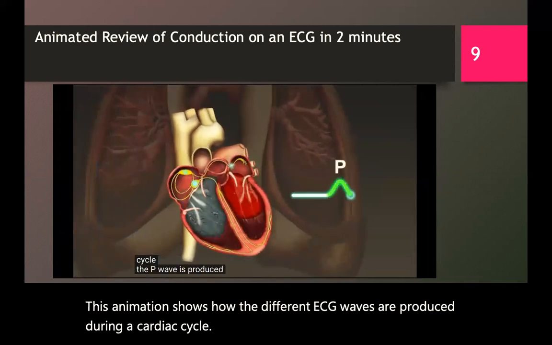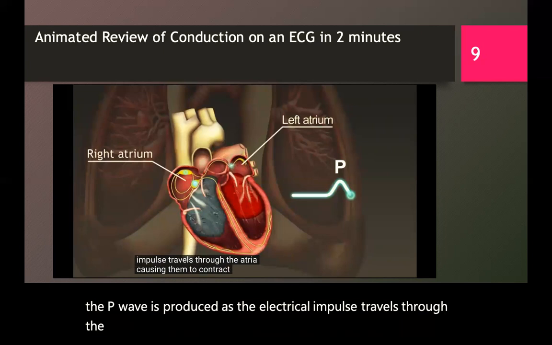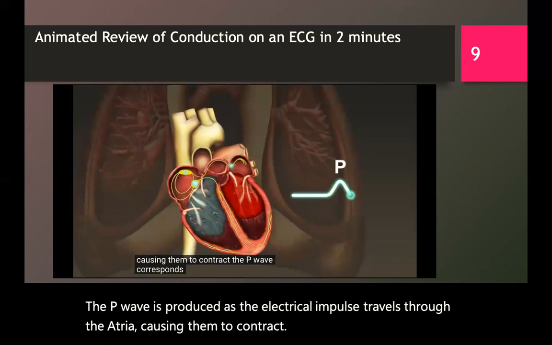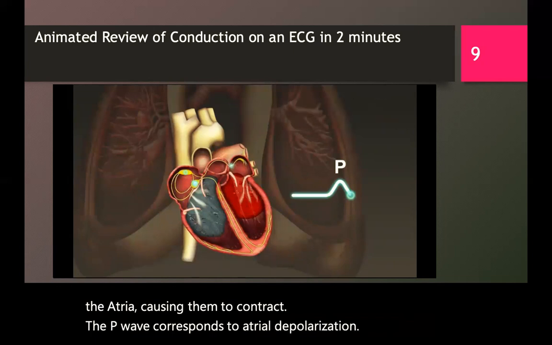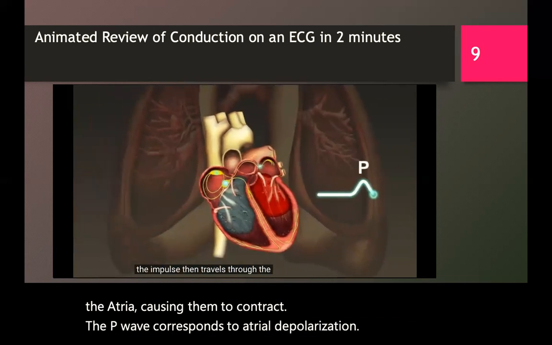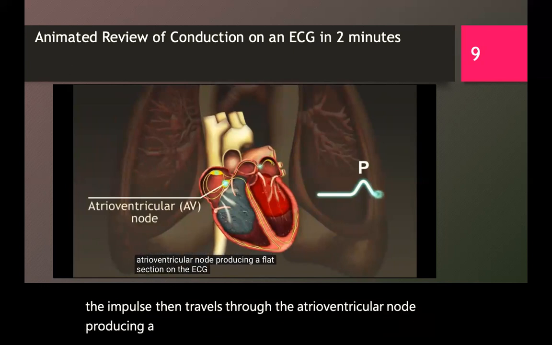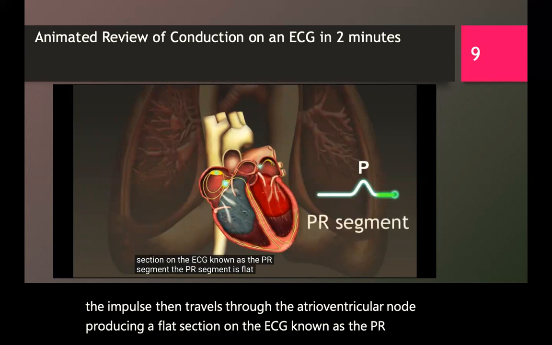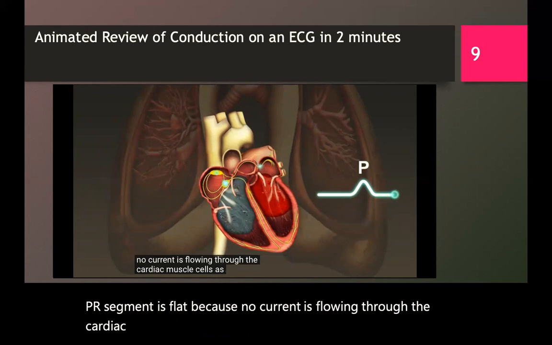The P wave is produced as the electrical impulse travels through the atria, causing them to contract. The P wave corresponds to atrial depolarization. The impulse then travels through the atrioventricular node, producing a flat section on the ECG, known as the PR segment. The PR segment is flat because no current is flowing through the cardiac muscle cells.